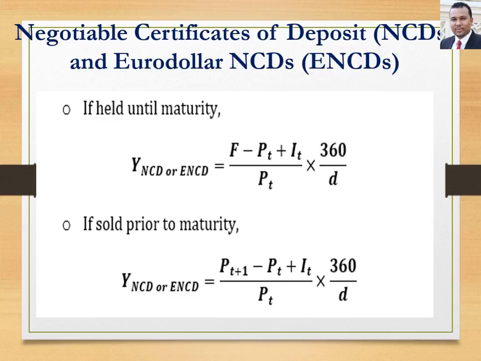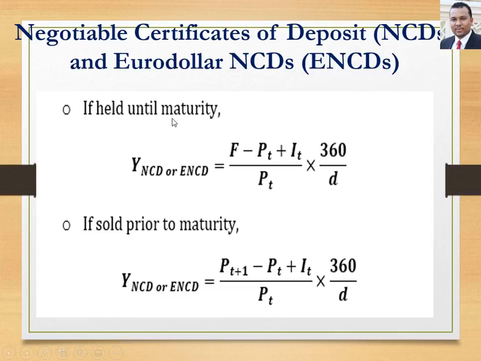Okay, what about the yield? There are two categories for yield: yield until maturity and yield before maturity. But in all cases, we talk about F as face value, P as price, I as interest. In all cases, how many days in the year? We talk about 360 days. So yield until maturity is the first case, and yield before maturity is the second case.